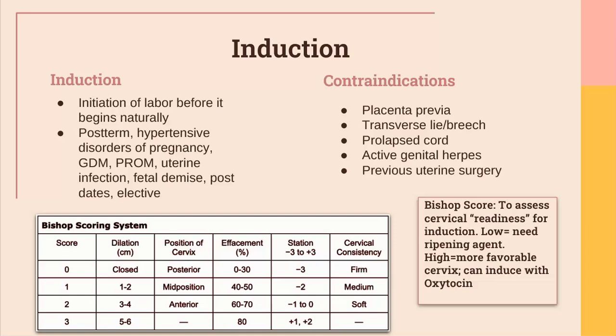So if you had a woman that came in and she was 5 to 6 centimeters dilated, 80% effaced, +1 to +2, basically she doesn't even really need to have any sort of augmentation or induction. So the higher the number, the fewer steps you're going to need to induce. The lower the number, you're going to need sort of a first step. So you're going to need a ripening agent, either chemical or mechanical, and we'll talk about those.